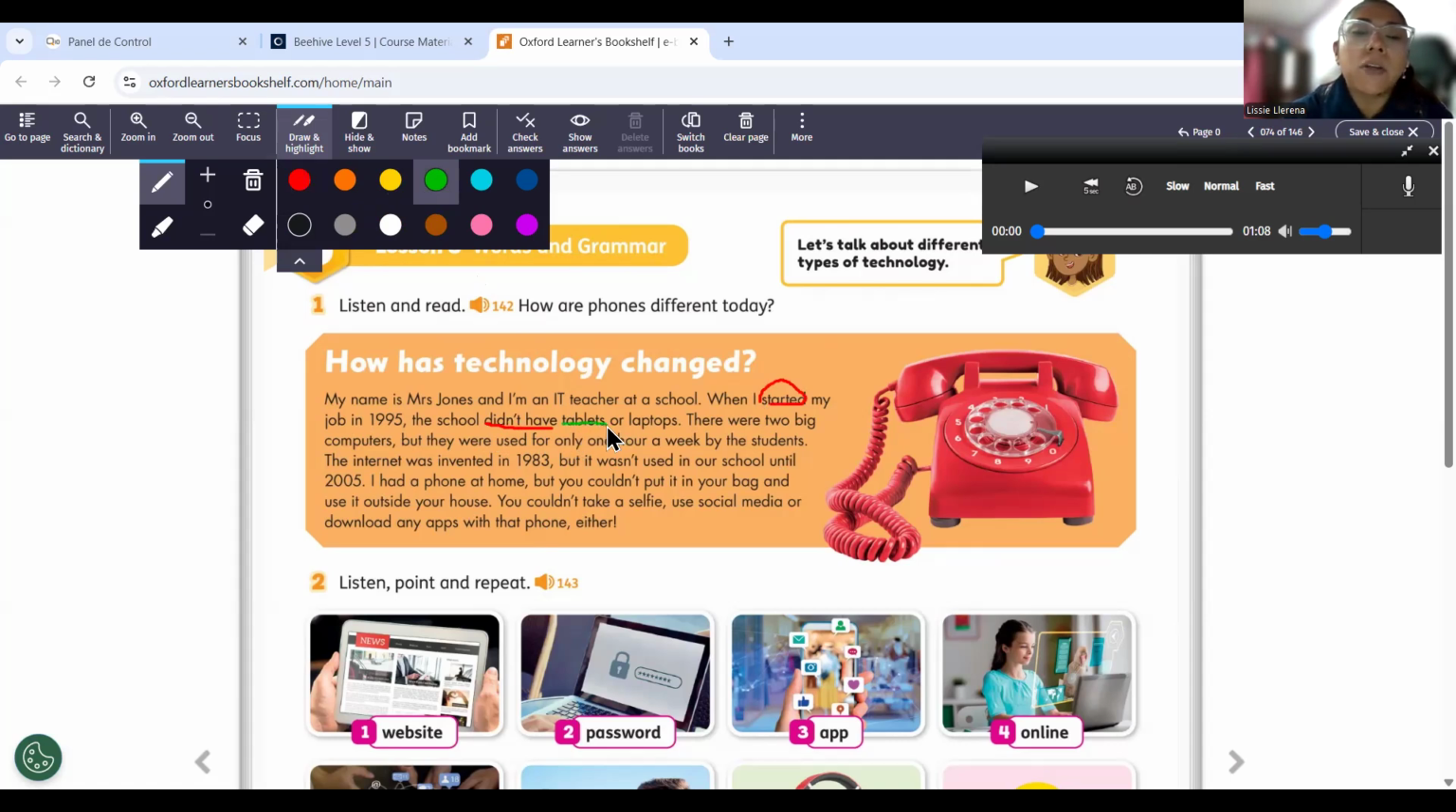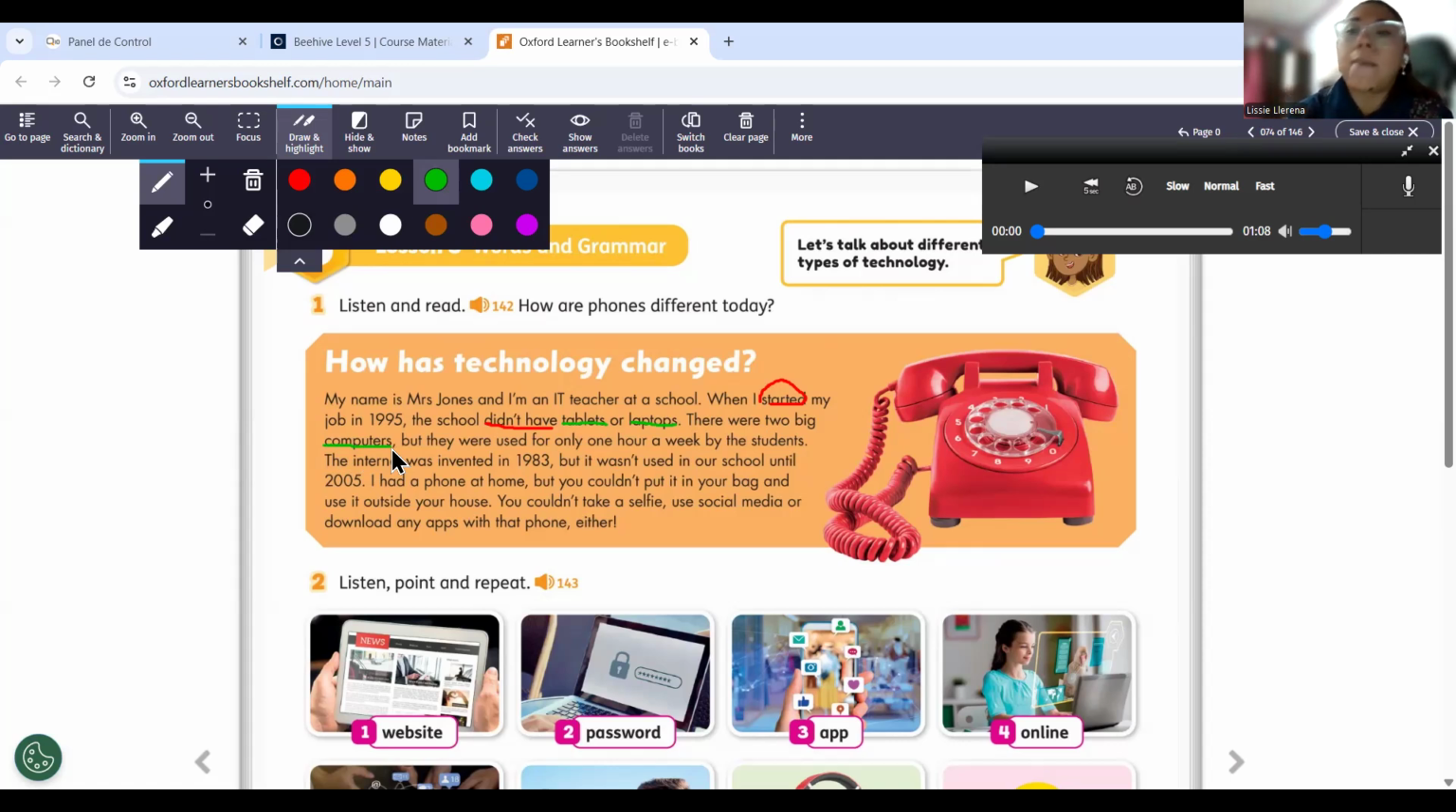Tablets or laptops. Okay, so here we have our first two words related to technology, but it's not technology from the past. It's technology that we can see nowadays. Tablets or laptops. There were two big computers. Wow, computers. This is not a recent item, but in the past, when we started working with this kind of devices or computers, they looked different, as well as the phones, right? We know phones existed from years before, but they don't look the same as today. The same thing with computers. Computers were way different.